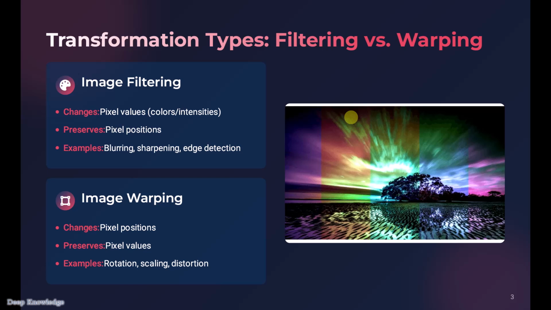Examples are blurring, sharpening, edge detection. But warping changes pixel positions, like rotating and scaling, but keeps the values the same. So this is the image, and in warping we somehow rotate this image like this, and the position of each pixel will change, but the value of each pixel will stay the same. Examples are rotation, scaling, and distortion.